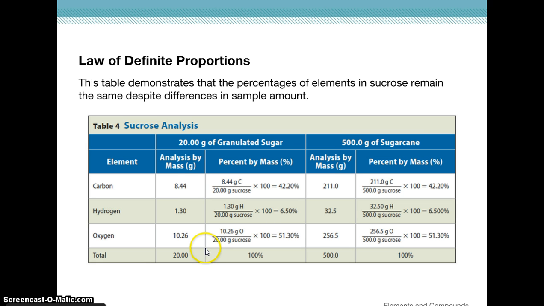And if we look at this table, we can see sucrose is sugar. Okay, it's composed of carbon, hydrogen, and oxygen. And no matter how much of it we have, if we have 20 grams of sugar, this is the percent by mass: 42.20% carbon, 6.5% hydrogen, 51.3% oxygen. If we have 500 grams of sugar, we get the same percent by mass. So each substance, each compound, always has the same percent by mass, no matter how much of that compound we have, 20 grams or 500 grams.